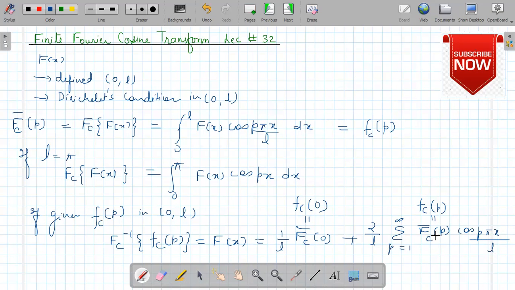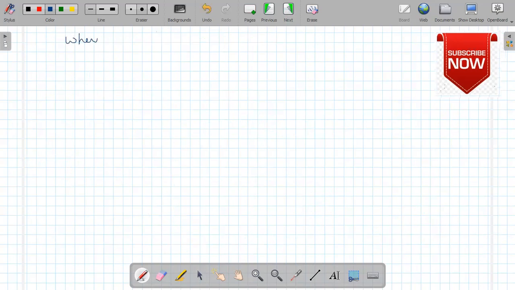Okay, so where this value Fc(0), or you can also call it Fc bar 0, is equal to integral 0 to L f(x) dx, because p is equal to 0, so cos 0 is 1. That's why we have this expression.